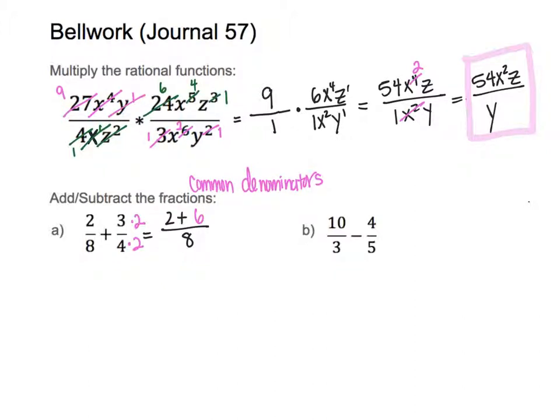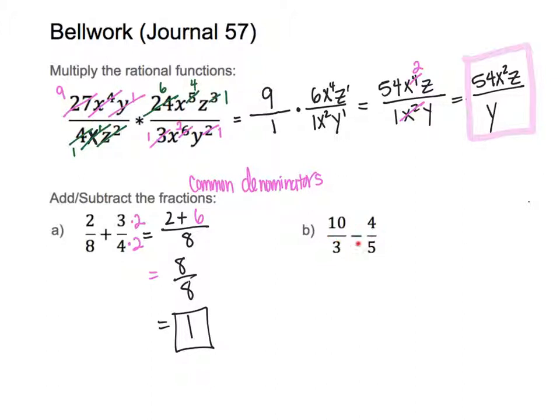So when I'm looking at this here, if I add these two, I get 8 over 8, which is just 1 if I reduce. So my answer is just 1. Okay, so now that we've gotten a little bit familiar with common denominators, let's try out this one here.